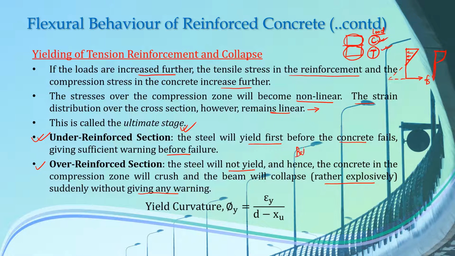We may have a balanced failure also, but having a balanced section is rare. We are not always concerned with adopting or designing a balanced section, rather we always tend to design an under reinforced section. So let's say that the failure can occur in either of two ways. When it is an under reinforced section, there will be a ductile failure, and if our section is over reinforced, there will be a brittle failure. So this is about the flexural behavior of reinforced concrete.